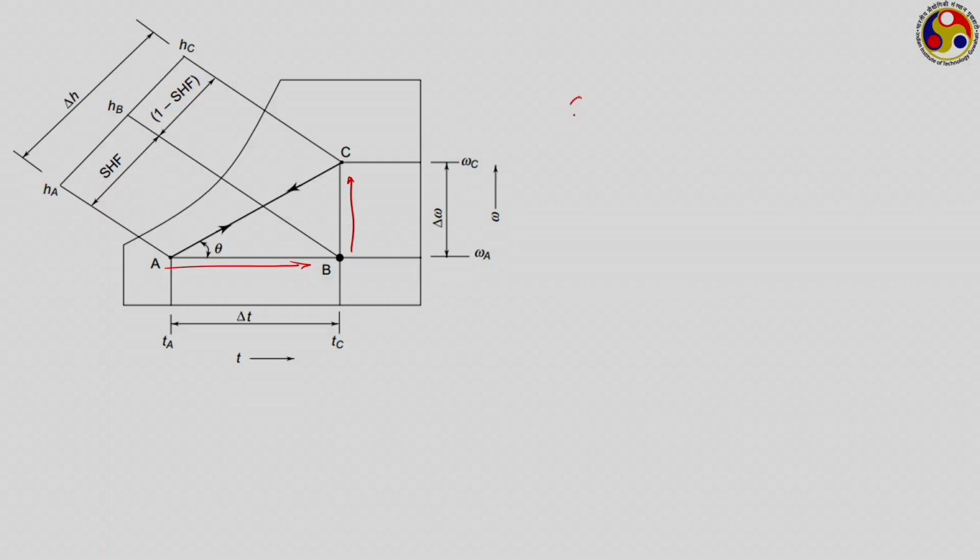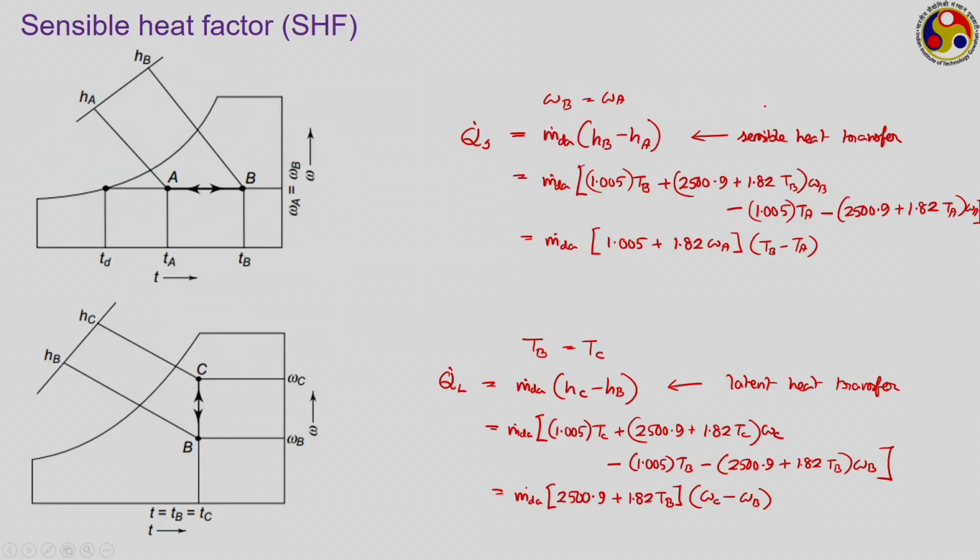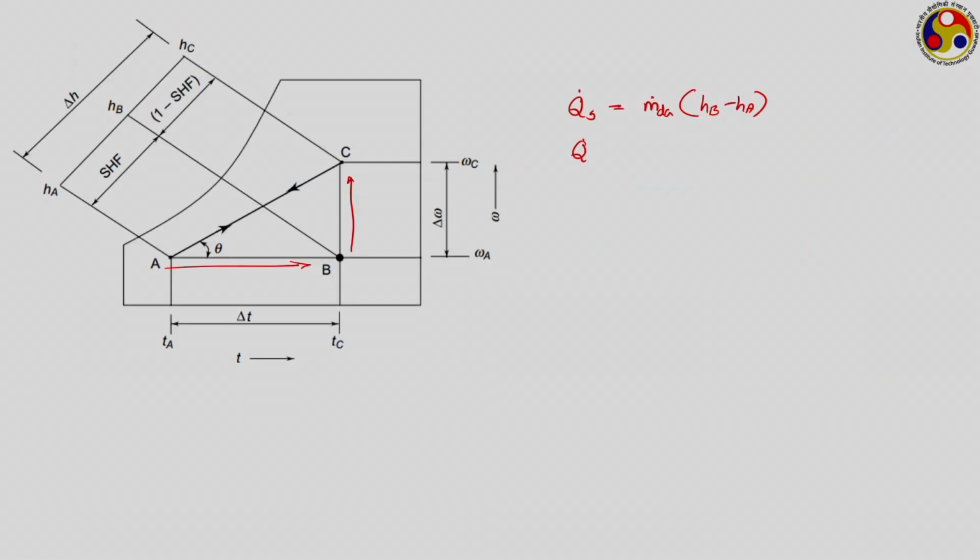During this particular process, the total sensible heat transfer is m dot dry air into H B minus H A, as we have seen in the previous case, whereas the latent heat transfer taking place during the second process is m dot dry air into H C minus H B. Of course, addition of these gives you the total heat transfer Q dot T, let us say, which is Q dot S plus Q dot L, equal to m dot dry air into the final enthalpy, which is H C, minus the initial enthalpy H A, and addition of the first two terms is giving you the total heat transfer.